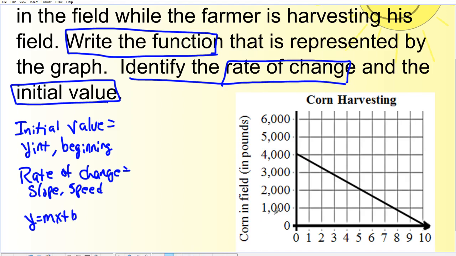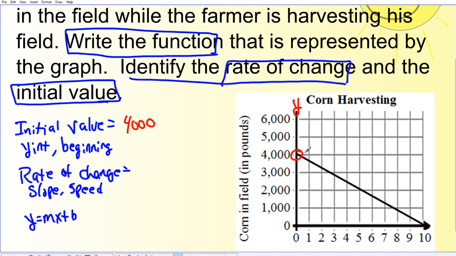Okay, so let's see what we can come out of from this graph. So my initial value, can I find my y-intercept by looking at my pretty picture? Yes, it's very easy. It's right there. So my line, my function, my relation is crossing the y-axis at the number 4,000. So there's 4,000 pounds of corn in the field at the beginning of the problem.